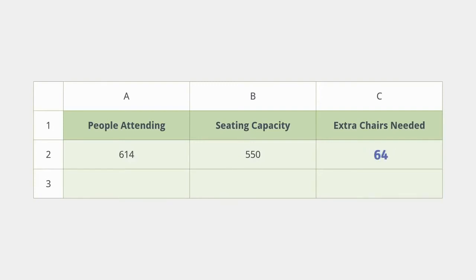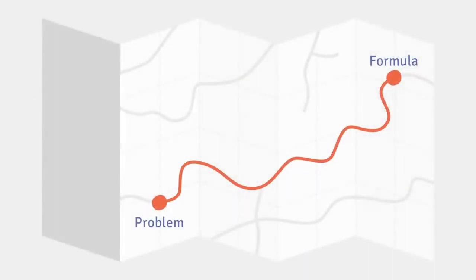Looks like we're going to need 64 extra folding chairs. And because we used cell references, we can change the number of people attending, and the answer will update automatically. Sometimes getting from problem to formula is easier than you thought it would be, like you just saw.